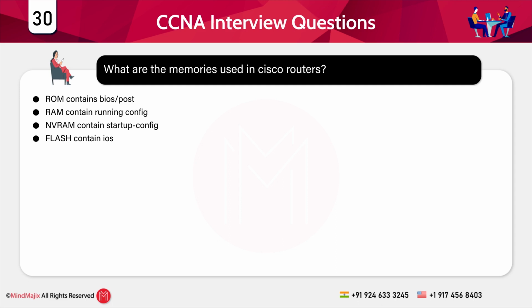ROM means read-only memory, that we know. ROM contains the BIOS of the router, and the POST process normally works through that. Then we have RAM, which contains the running configuration. Then we have NVRAM, which contains the startup configuration, and flash contains the IOS and some other important files, the operating system. So these are the important memories and what files they contain, which I also mentioned here.